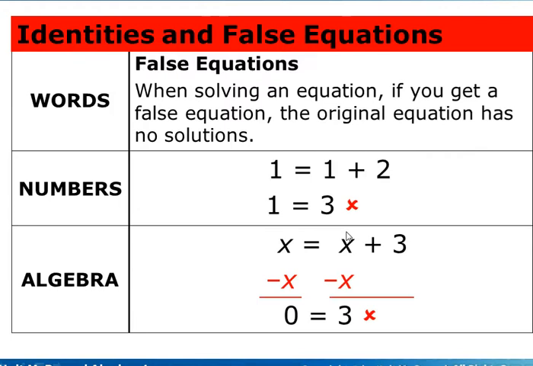Alright, now we have the case of the false equations, where we end up with something like this. After we solve the equation, I subtract x on both sides, and x minus x is 0, and I end up with 0 equal to 3. That is false. So that means this equation has no solution. There's no way I can plug in a number. For example, if I put in 1 into that equation, it will not be true.